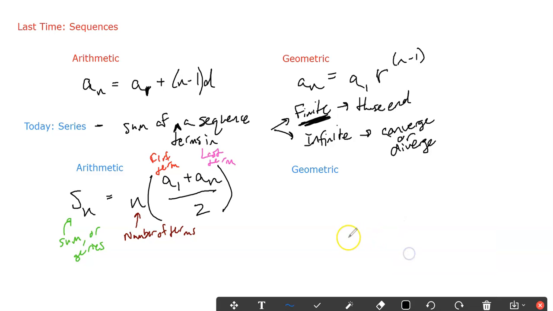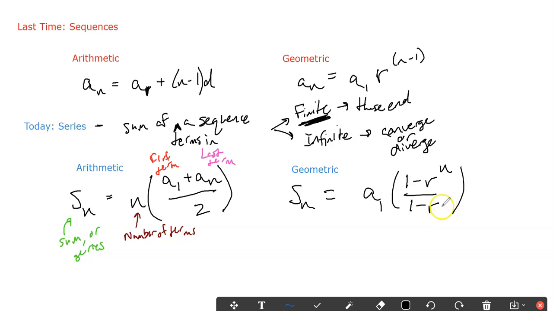For geometric, this formula is a little more complicated. So we're going to start with the S sub n, that's what we're looking for, the sum of the series. And that's going to be equal to our first term, a sub 1, multiplied by 1 minus r to the n power, all over 1 minus r in parentheses.